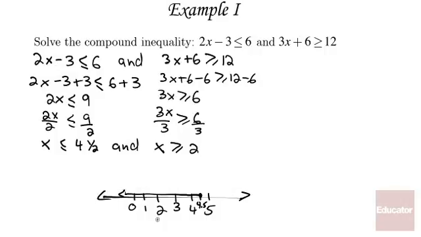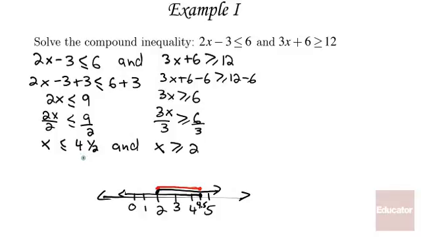The solution set for the second inequality is that x is greater than or equal to 2. Solid dot, greater than. The area that meets the condition for both of these is the area greater than or equal to 2 and also less than or equal to 4 1/2. So what I'm going to end up with is, in red, my solution set for this compound inequality.